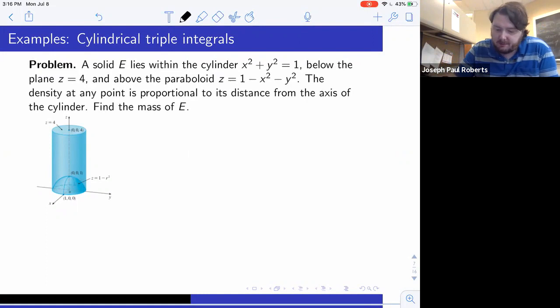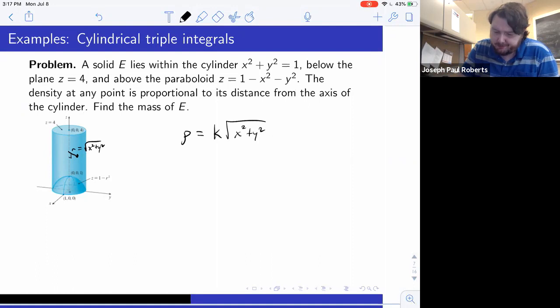A solid lies within a cylinder, below a plane, and above a paraboloid. The density at any point is proportional to its distance from the axis of the cylinder. Find the mass of E. Okay, so density, it says, is proportional to the distance to the z-axis. That's the axis of this cylinder. And so that is the square root of x squared plus y squared. So yeah, our density function is going to be some constant of proportionality k times this.